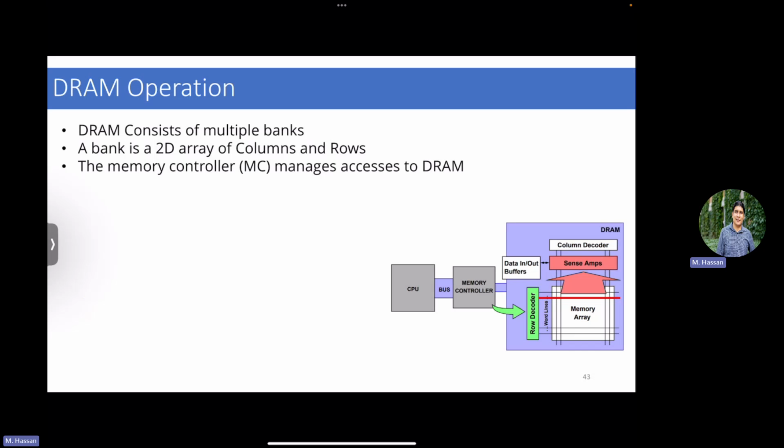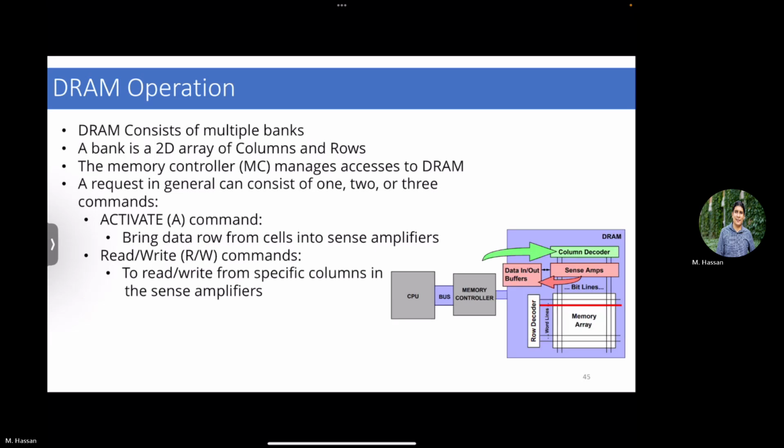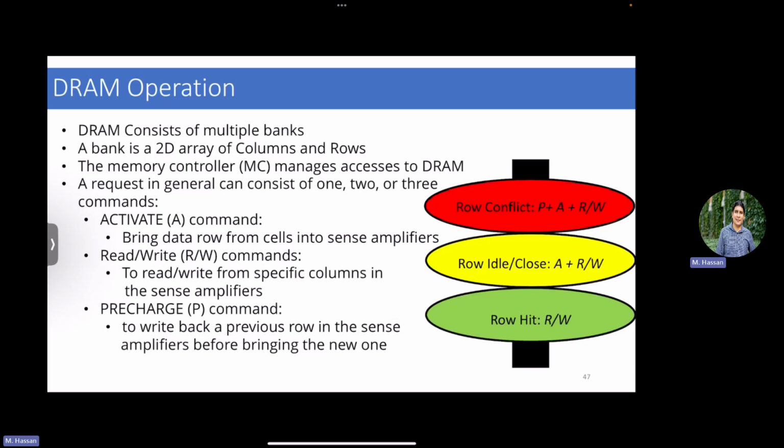And then the second stage is to provide the column address to the column decoder for a read or write operation. You read a particular column or multiple columns from the sense amplifiers and feed this to the output ports. Then after this is done, the data is sent to the memory controller, which will take it and feed it to the cache hierarchy and to the CPU. And then the pre-charge operation we already explained.